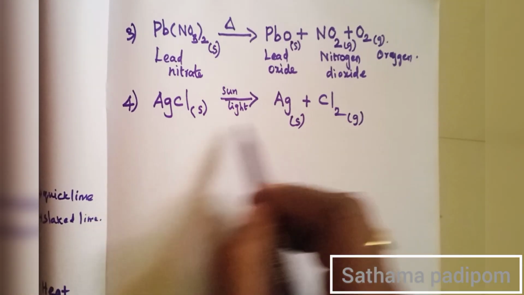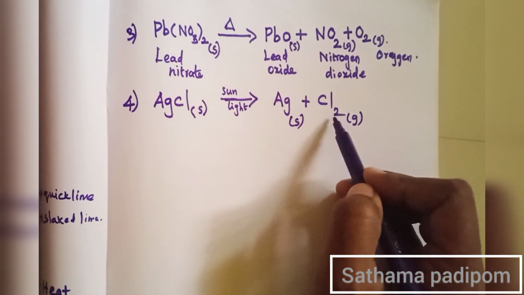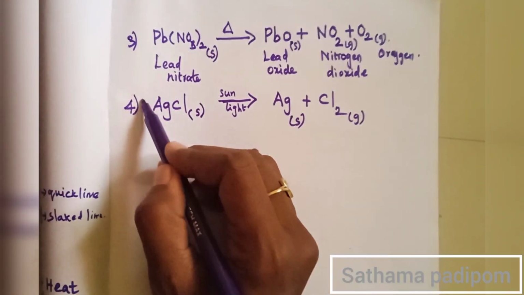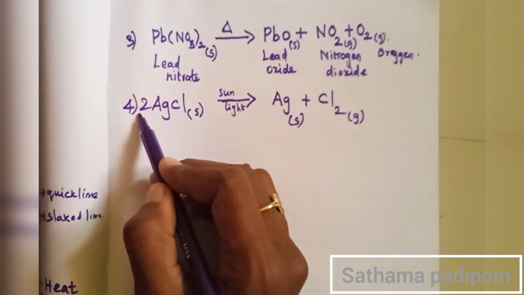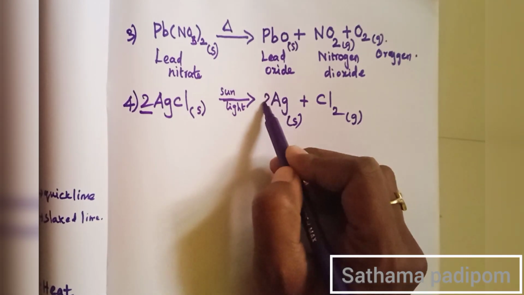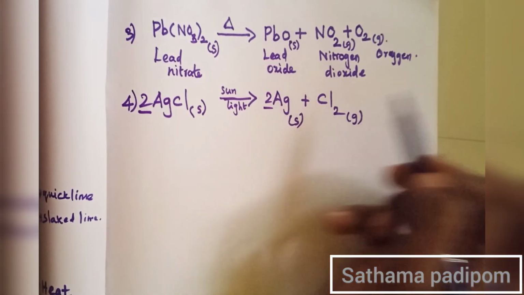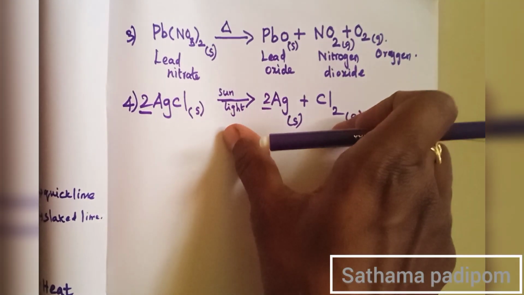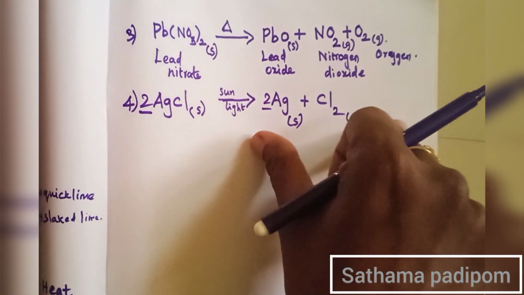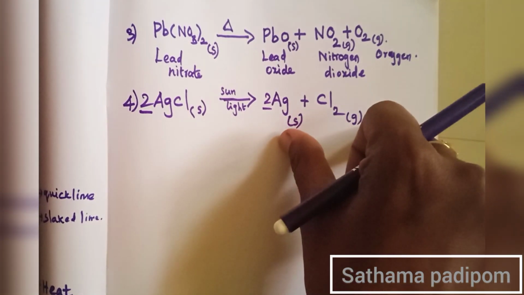Okay, shall we balance this equation? Chlorine is 2 here and 1 here, so you can add 2 here. Next, silver is 2 here and 1 here, so you can add 2 here. Now the equation is balanced. This is an example for the decomposition reaction in the presence of sunlight.